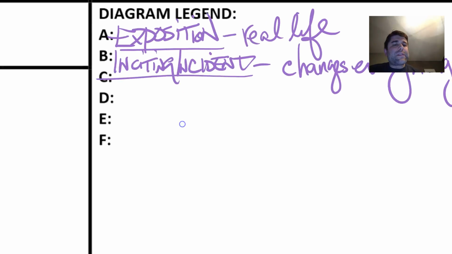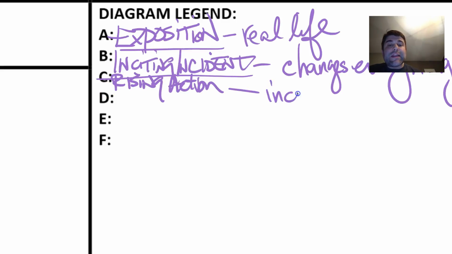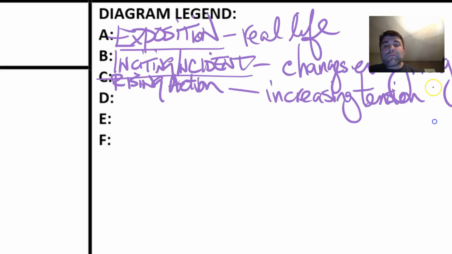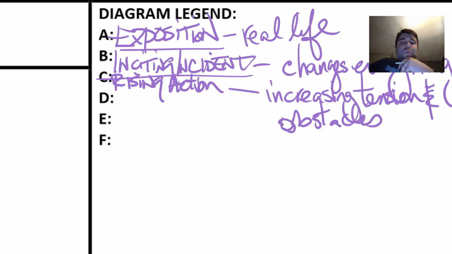C in the story, you guys might have heard of this before. We're going to call this the rising action. The rising action is simply increasing tension and obstacles. And this is always posed to our protagonist.